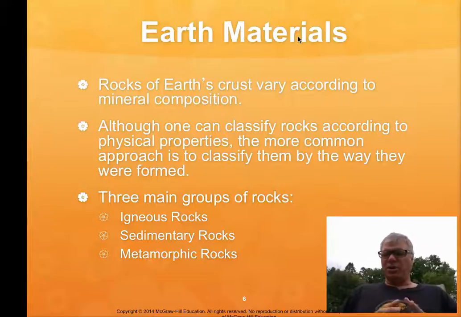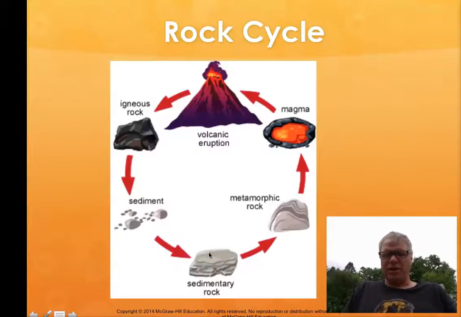All right, but one of the things we also have to know is the kind of materials that make up the rocks in the Earth's crust. There are a lot of different ways to classify rocks according to their physical properties, but one of the most common ways is to classify them by how they were formed. There are basically three main ways that rock gets formed: igneous rocks, sedimentary rocks, and metamorphic rocks.